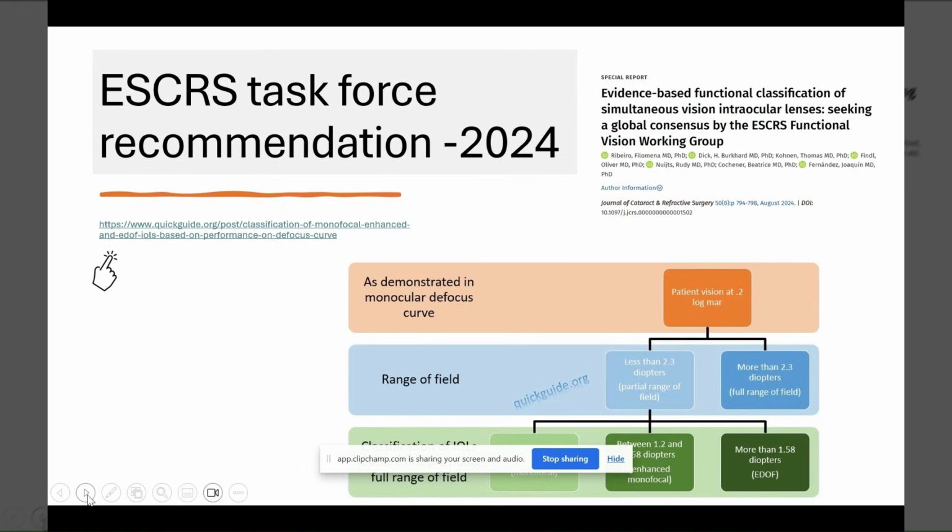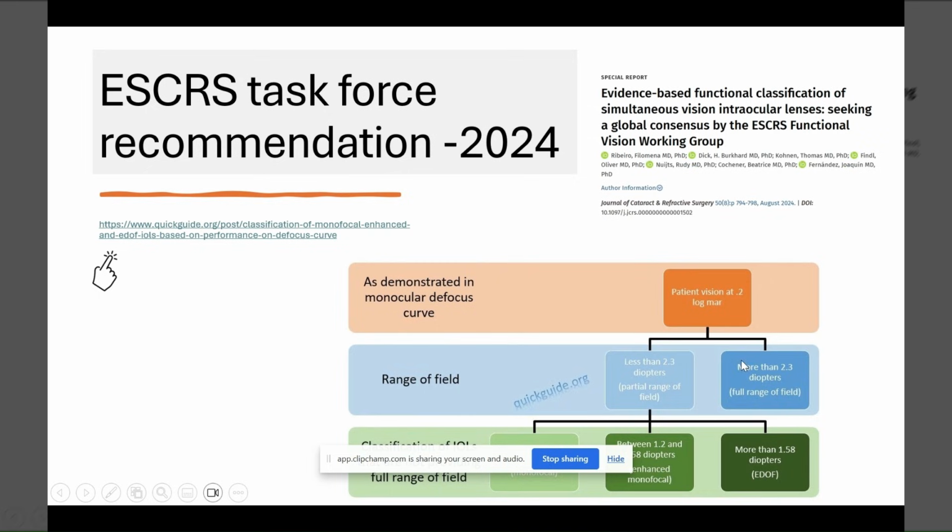Now, moving ahead, how do we classify the different IOLs that are available in the market? So the ESCRS task force recommendation in 2024 was to test the patient at 0.2 logMAR. What is the patient seeing at 0.2 logMAR? If the IOL is giving your patient more than 2.3 diopters of full range of vision, then that must be a full range of vision IOL, that is trifocal IOLs, right? The presbyopia correcting IOLs.